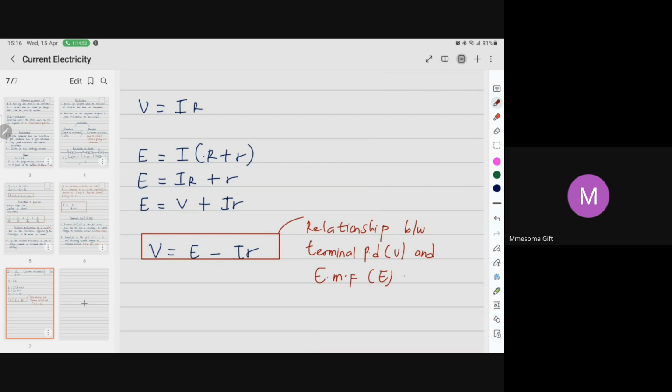Now, a group of cells, I'll not write it down, I'll just say it. A group of cells is called what? A battery. A group of cells is called a battery. So I don't give you so much information.